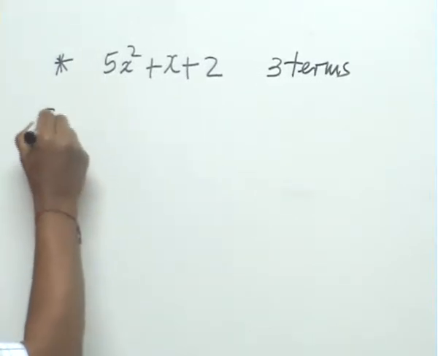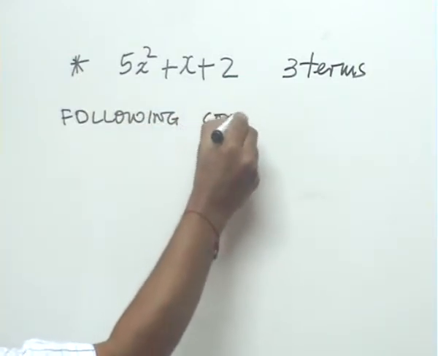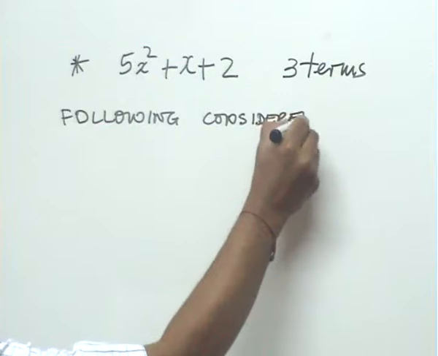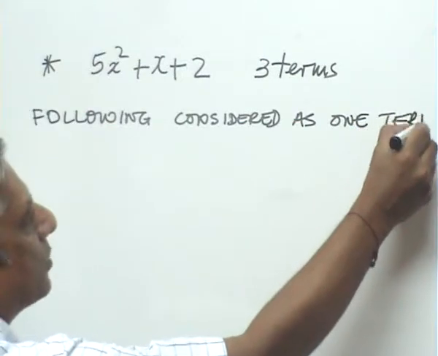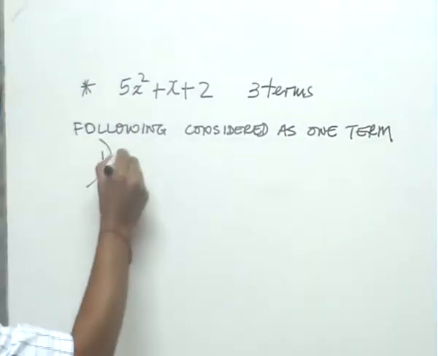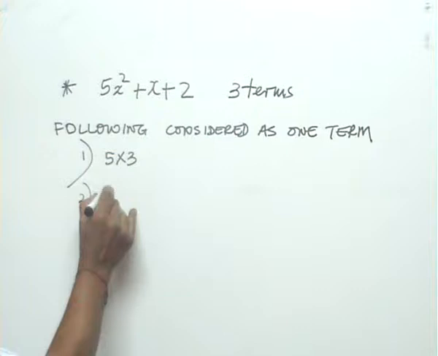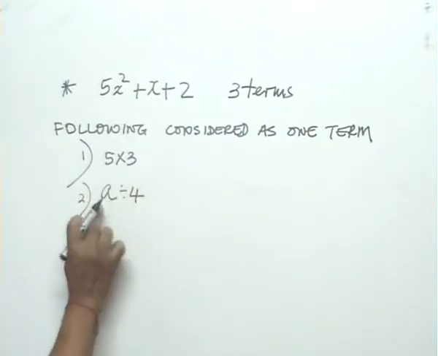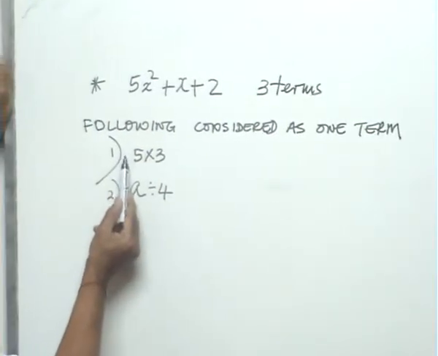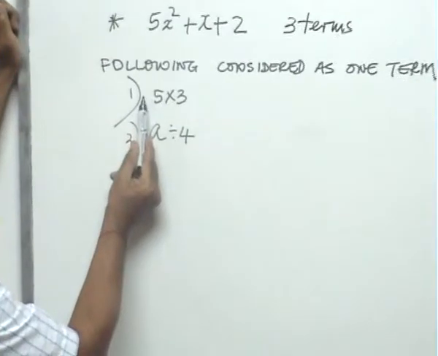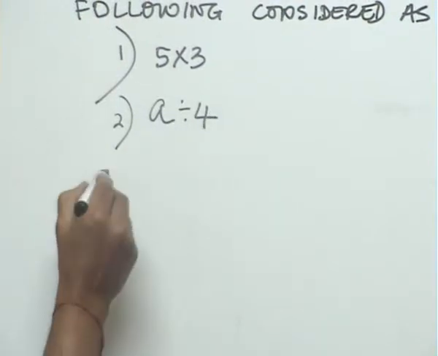But the following is considered as 1 term. So, just watch the examples I'm showing you. You see, if I give you 5 times 3, this is considered as 1 term. If I give you a divided by 4, this is considered as 1 term. Because the truth is there's no plus or minus sign here. And terms are separated by plus and minus signs. So that's why this whole thing is considered as one term.